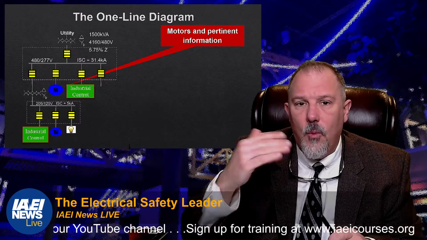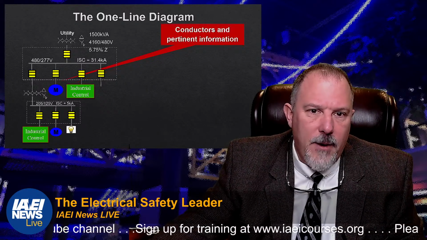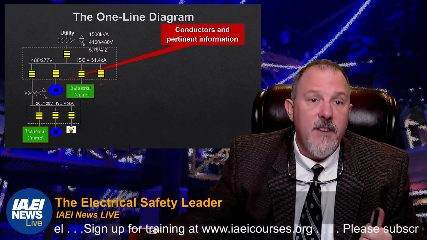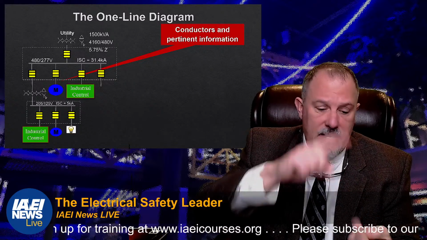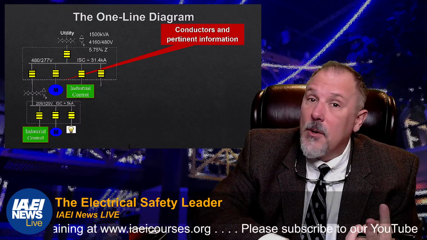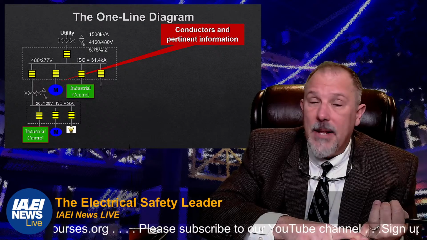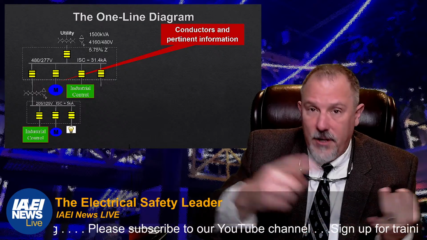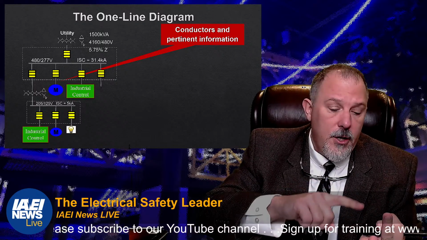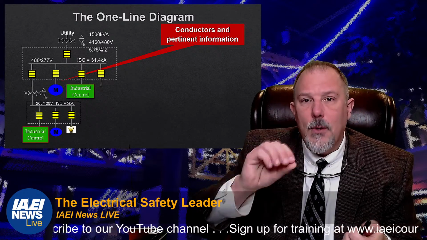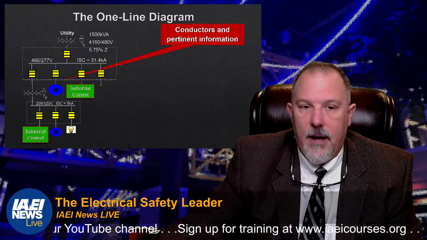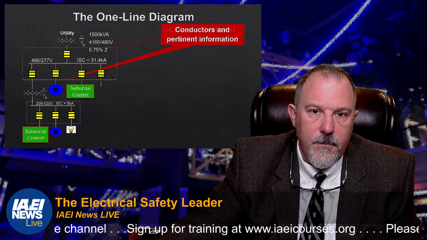Right now, we're just talking about what's typically on a one-line diagram. You'll have the conductors and pertinent information, like the number per phase, the length, whether it's copper or aluminum, the raceway, if it's steel, if it's plastic, if it's in cable, if it's in tray, air. So you'll have important information associated with those conductors.